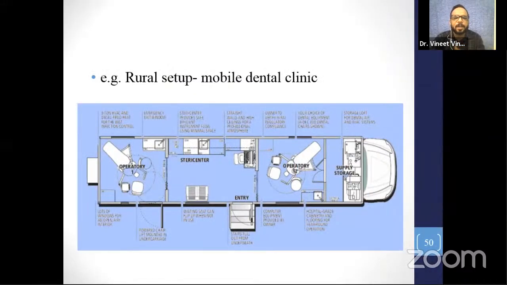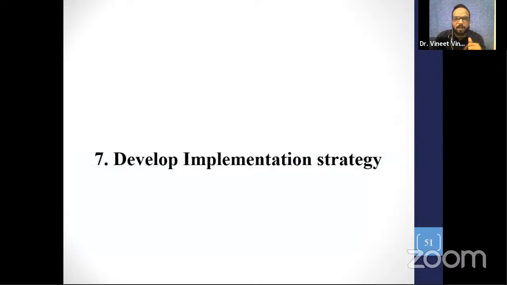For example, if you're planning for a rural setup, a mobile dental clinic can be an alternate strategy. If you don't have a dental college nearby that particular village, or if you don't have a dental clinic in that village, you can take your institutional mobile van or mobile dental clinic and go and do the treatment. So that is called an alternate strategy. You have to look into how many resources and how much money is required for moving a dental van. So that is another planning you have to do.